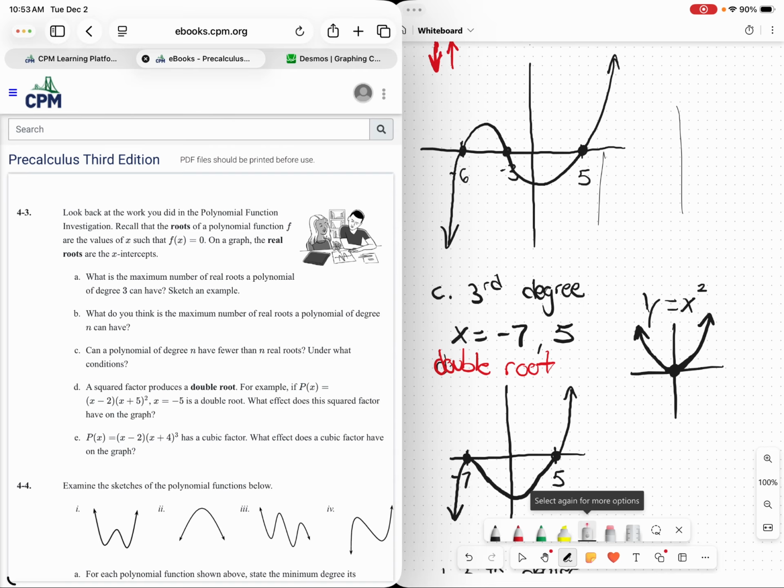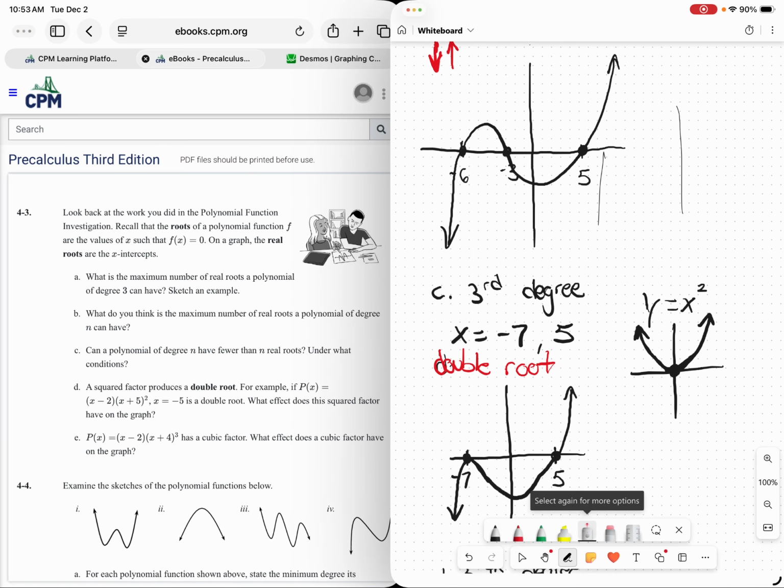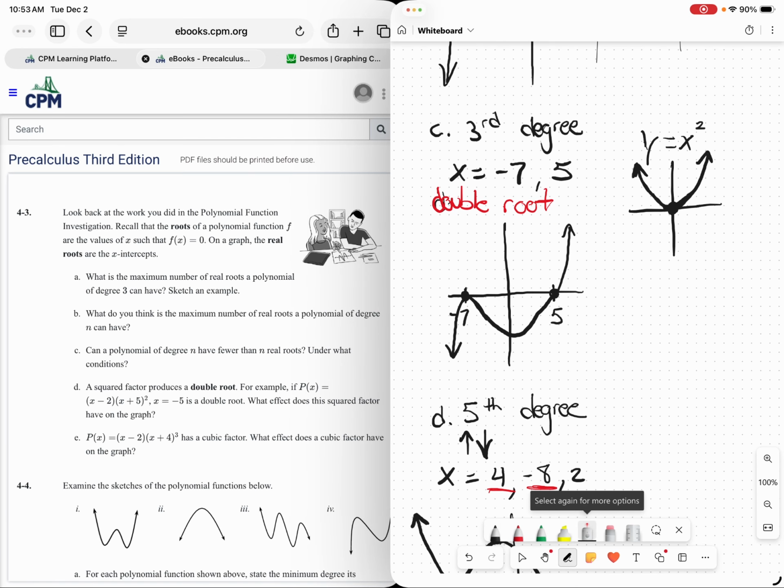So can a polynomial of degree n have fewer than n real roots? So look here. Here's a third degree, but there were only 2 roots here. 1, 2. So can it have less? Yes, it can. So it can go from the degree or less.